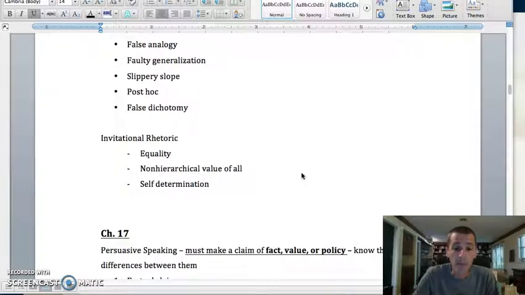Okay, wrapping up chapter 16 with invitational rhetoric. Equality is recognizing the importance of the audience. Non-hierarchical value of all means the speaker respects the listeners as equals. And self-determination means emphasizing the principle of choice, making it clear to the audience that it's up to them whether they're persuaded or not, or whether they change their beliefs or take action based on your speech.